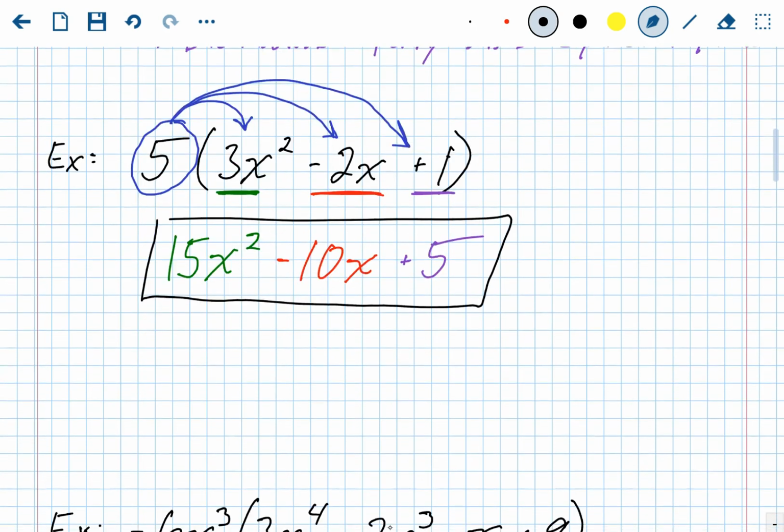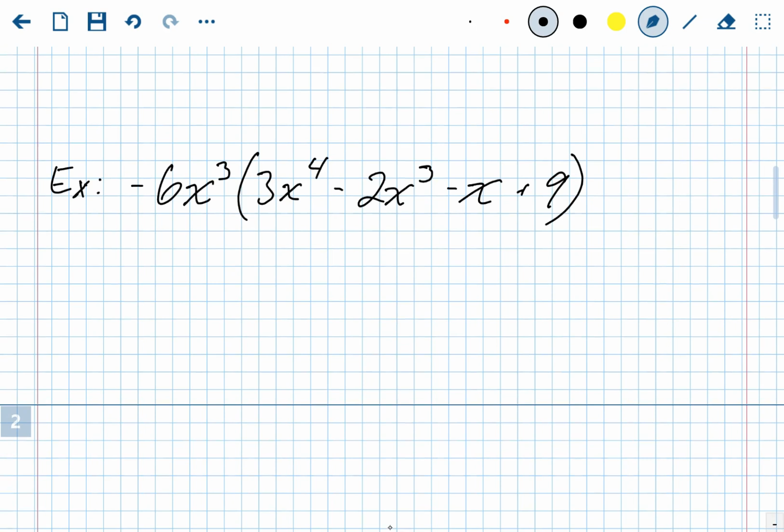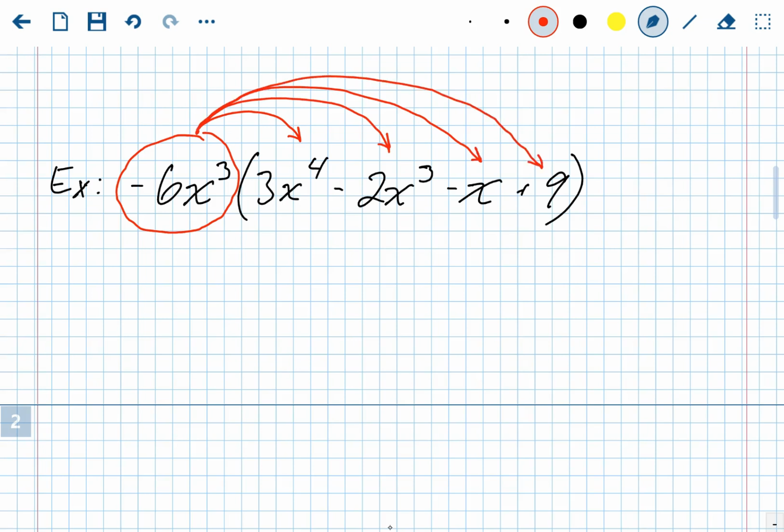Alright, so let's do one with an actual monomial. On this one, we got negative 6x to the 3rd power. That's our monomial, times a polynomial of 3x to the 4th minus 2x cubed minus x plus 9. Same thing we did in the last example, except now we have some different rules going on. We're going to take this negative 6x to the 3rd power and multiply it, again, to each of the terms inside of the parentheses. Now this is where you're going to have to recall exponent properties. What do we do with exponents when we're multiplying them together? Well, that was the first rule we did for exponent properties. When you're multiplying two of the same base, you add their exponents.